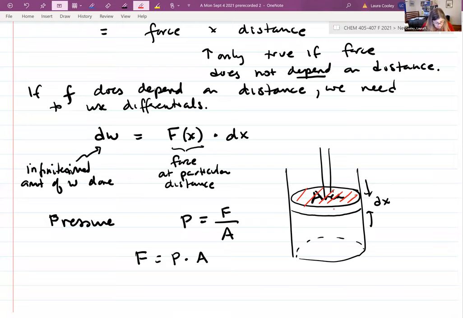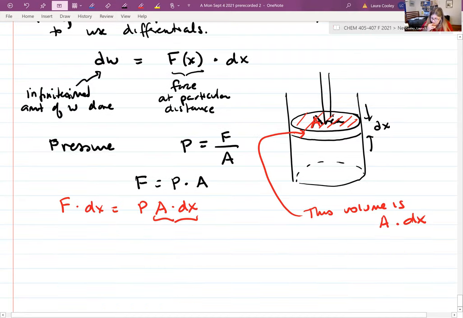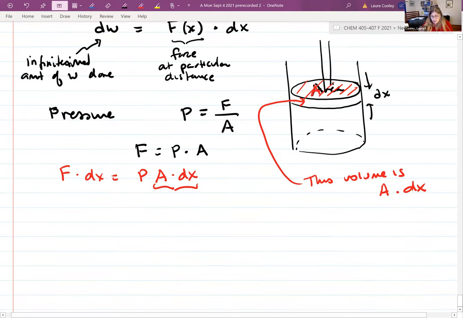So F dx is P A dx, okay? But what is A dx? Here's my A, the area here, and here's my dx. Well, A dx is this volume in here. This volume is A times dx. It's the area of the cylinder multiplied by the height, dx.